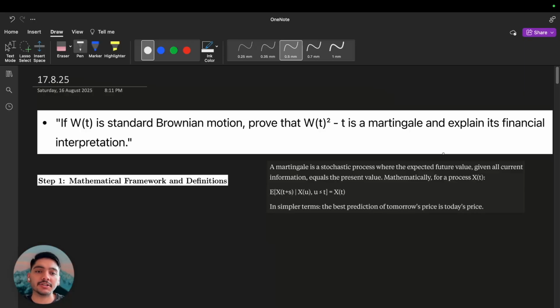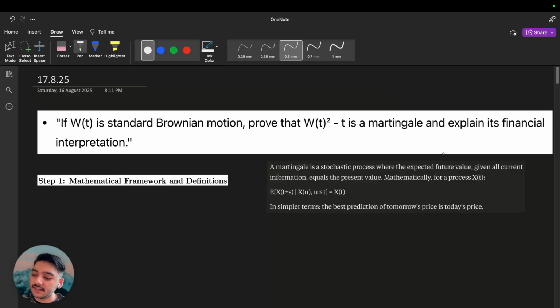A martingale is a stochastic process where the expected future value given all current information equals the present value. So mathematically, for a process Xt, E[Xt+s | Xu, u ≤ t] is equal to Xt. In simpler terms, the best prediction for tomorrow's price is today's price. So that's the logical part.